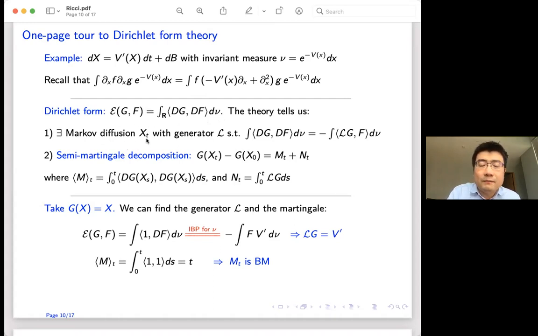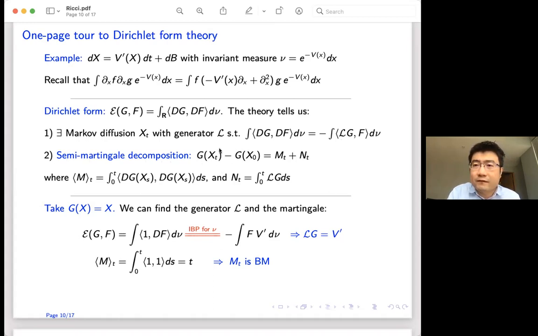What I mean by the diffusion associated with this Dirichlet form is that the generator L of this diffusion satisfies this relation, just like the relation you see here. And at this moment, we only know there is such a diffusion. We don't know in what sense it solves this SDE. So the second piece of the theory tells us there's a semi-martingale decomposition.